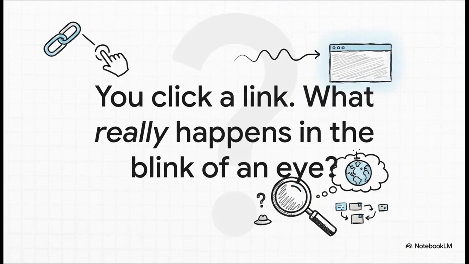Okay, so let's just dive right in. You click a link and boom, a web page appears. But what really happens in that split second? Well, your browser sees a name, right? Something like gaia.cs.umass.edu. But to actually connect, it needs a number, an IP address. So the very first thing it has to do is play detective and find that number.